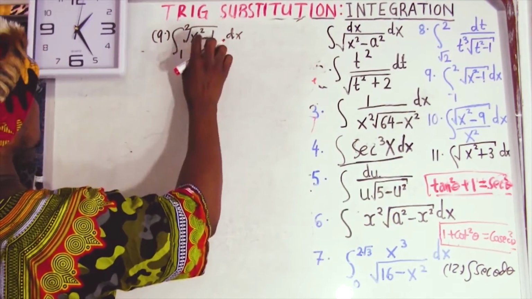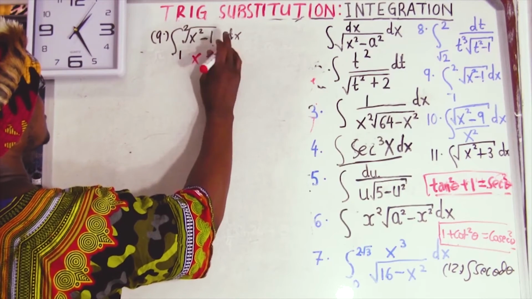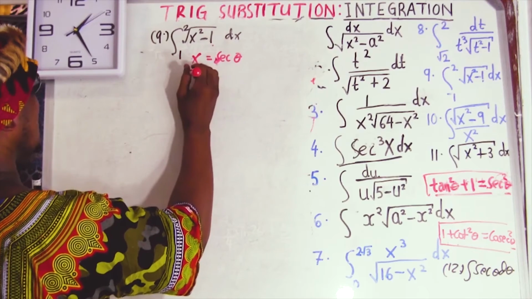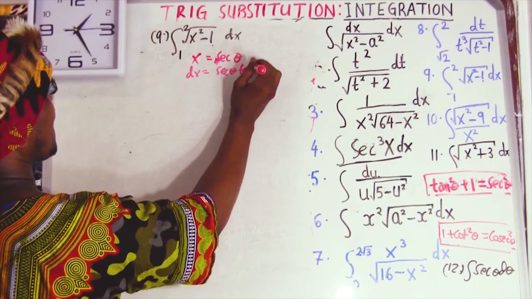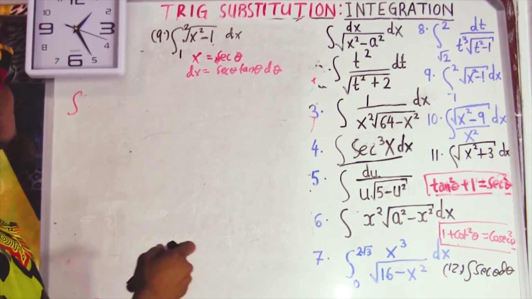So let x equal to 1 over sec. Okay, differentiate: dx equals sec theta tan theta. Substitute. So the integral, leaving the limit.